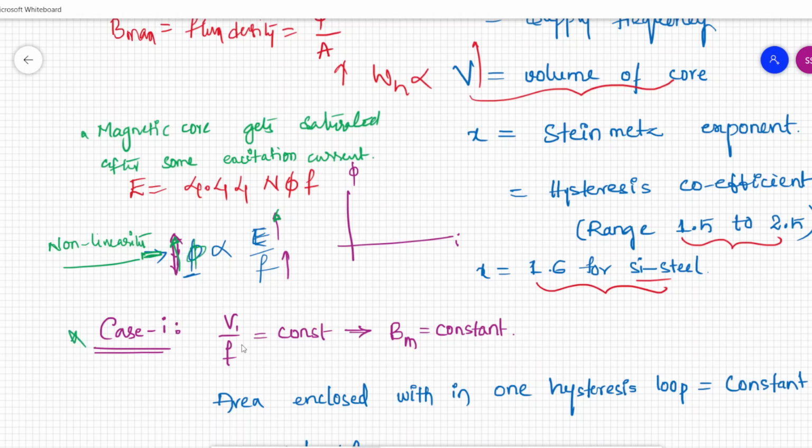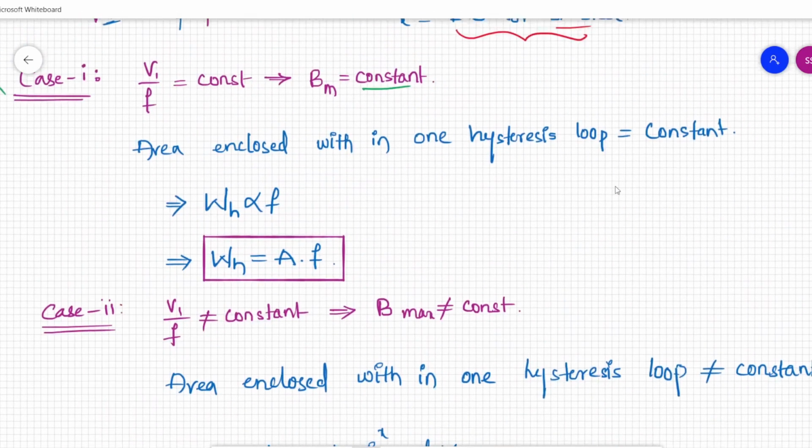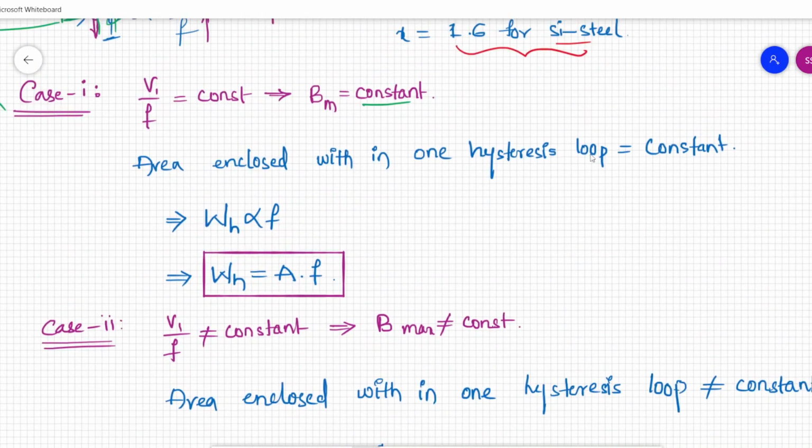So there are cases here. First, we are going to keep the V by F ratio constant, that is Bmax constant, and see the effect on hysteresis loss. The area enclosed within one hysteresis loop is nothing but constant now. So hysteresis loss is proportional to frequency. Earlier it was eta Bmax to the power x, that is 1.6, into F into V. So now this is a constant, and frequency is the only variable.